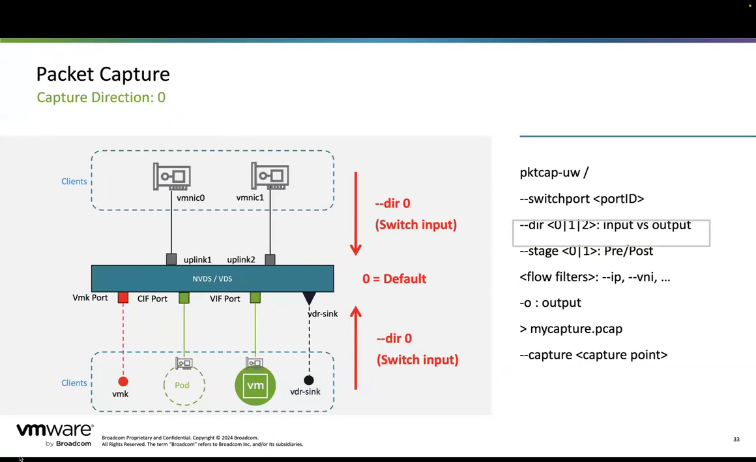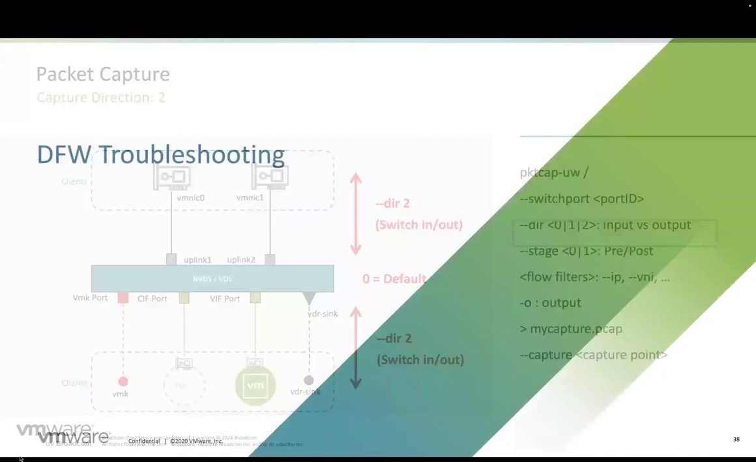The direction defaults to 0, which would be switch input. We can also put a direction of 1, which would refer to the switch output. Or we could do a direction of 2, which would be in and out. So the default is 0, we can use 1, or we can use 2 for in-out.